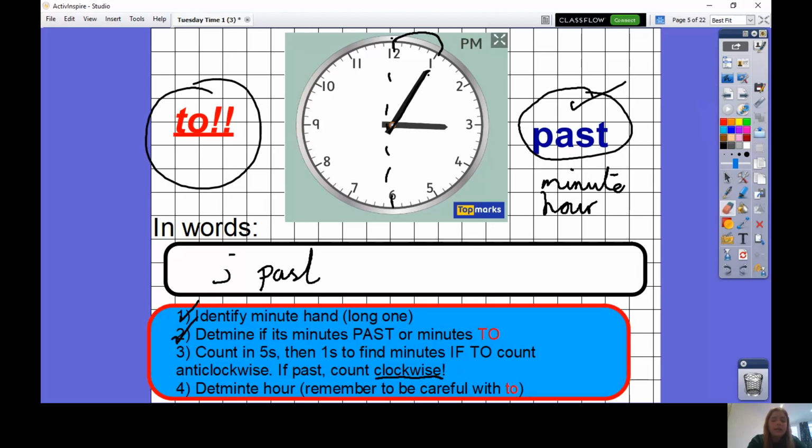And I can see here already I've made a classic mistake that children make. When you're writing it in words, you can't write any of the numbers in numbers. I must write the whole thing in words. 5 past 3. OK, the time here is 5 past 3.